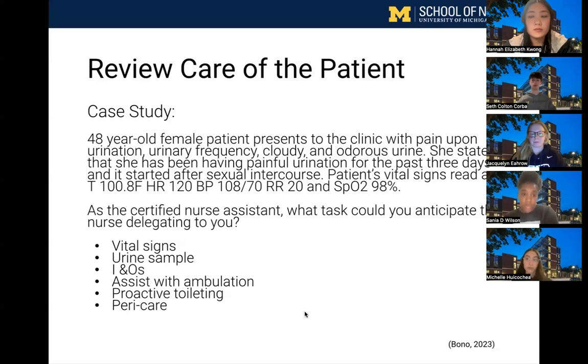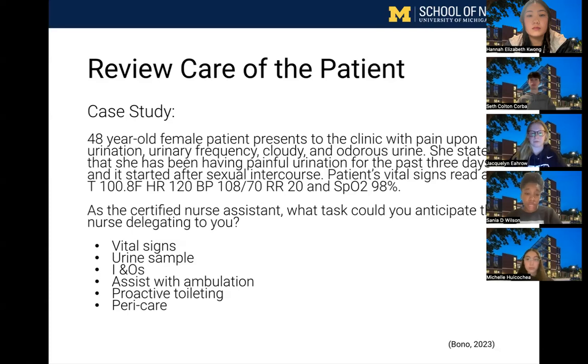Also, with this kind of case study, you should anticipate the nurse asking you to help the patient with ambulation. So in the case study, it says that the patient has urinary frequency, so this may increase the patient's likelihood of falls. So it'll be important for the CNA to ensure the room is clean and uncluttered. Also, if your patient has immobilization or balance or gait problems, you just want to help them overall reach the bathroom in time so they can urinate.